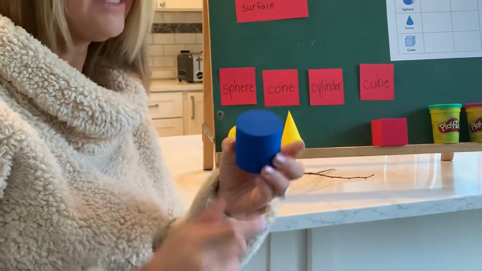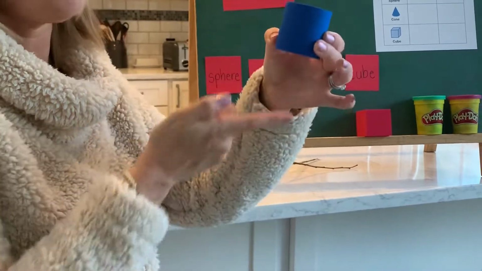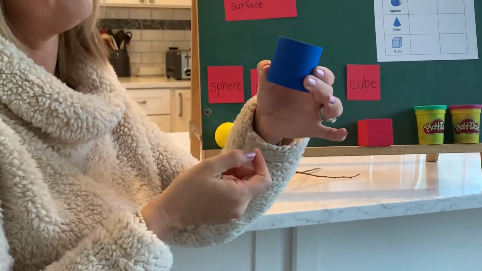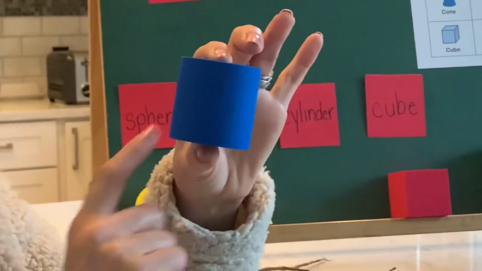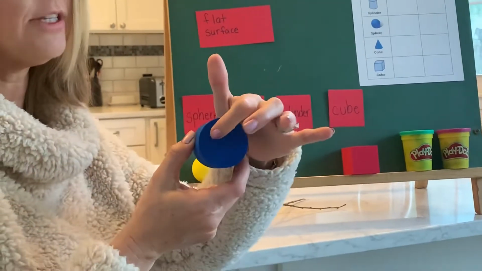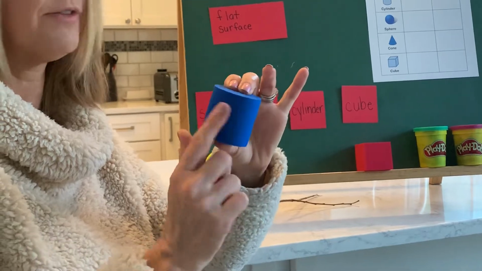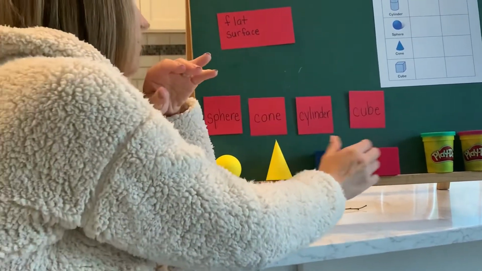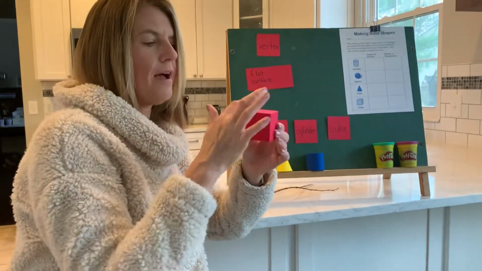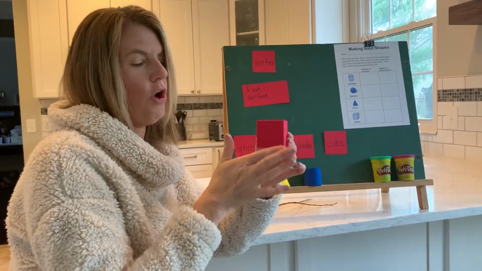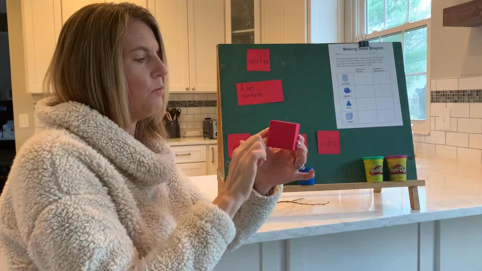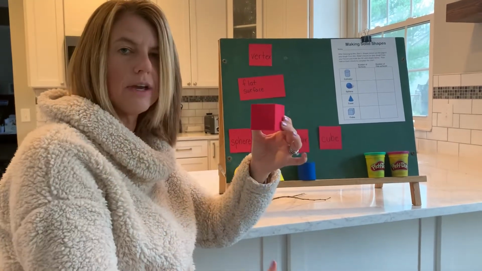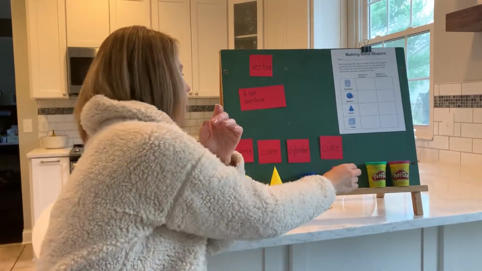Okay? The cylinder has a flat surface on top and a flat surface on the bottom, but around it is curved. So there's a flat surface here, but a curved surface here. If we look at the cube, we have a flat surface on all the sides. It's completely flat on all sides. It has 1, 2, 3. You can keep counting the flat surfaces.